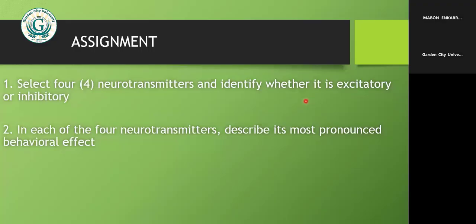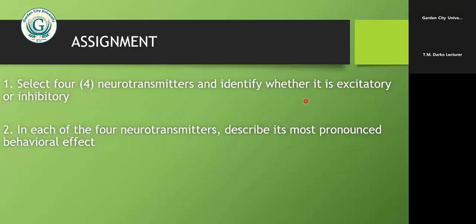During the presentation, you said that we have two types of neurotransmitters, the excitatory and the inhibitory. Now, the question is saying to select 4 neurotransmitters and identify whether each is excitatory or inhibitory. So I'm confused. If we have two types, then why are we selecting 4 to state whether it is excitatory or inhibitory?